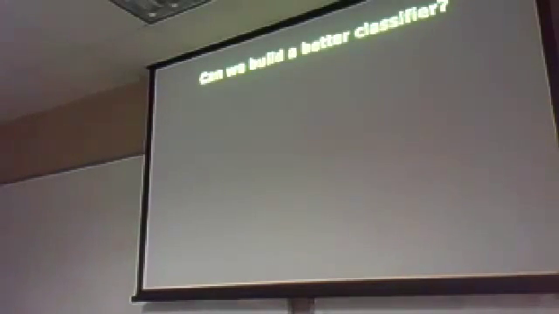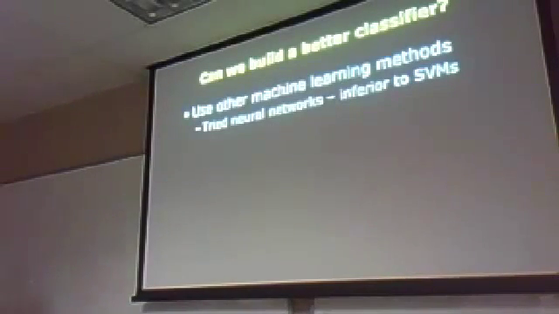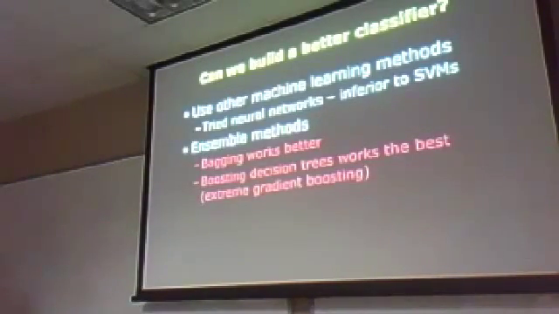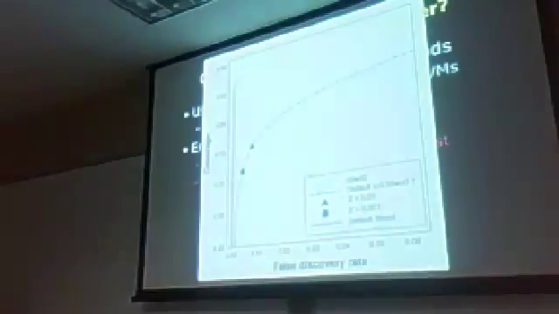So, can we build a better classifier then? Yes. The answer is yes. We can try other machine learning methods. So I tried neural networks. They don't do a better classifier. Then I tried ensemble methods. So we can do bagging, it works better. We can do boosting, you can make an ensemble of the single trees, basically boost that, and that works great.